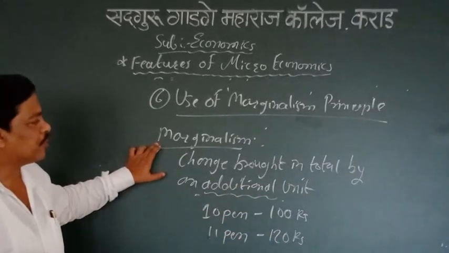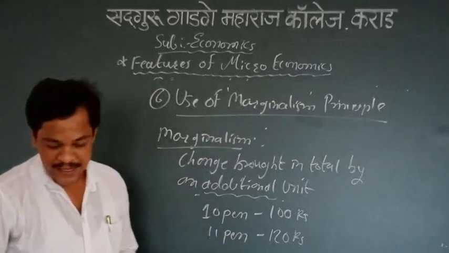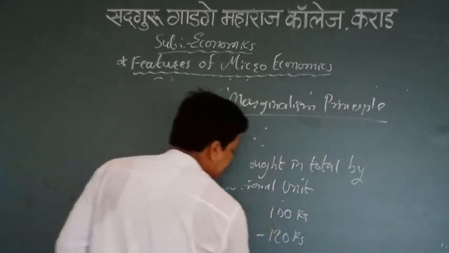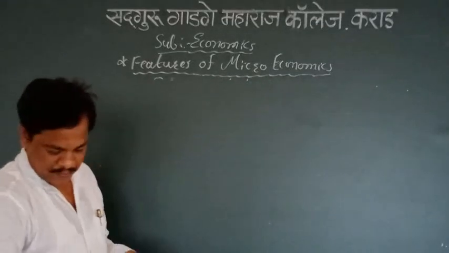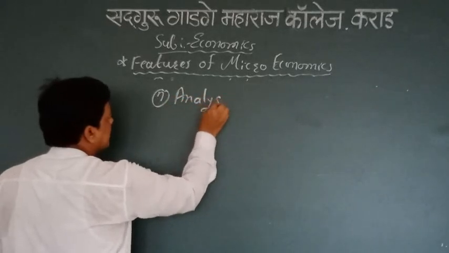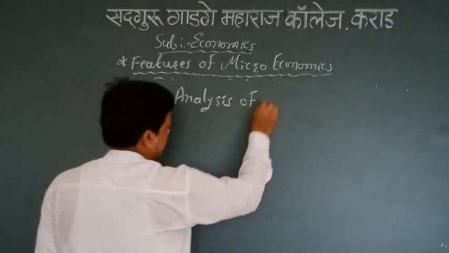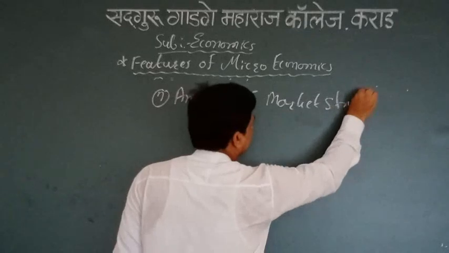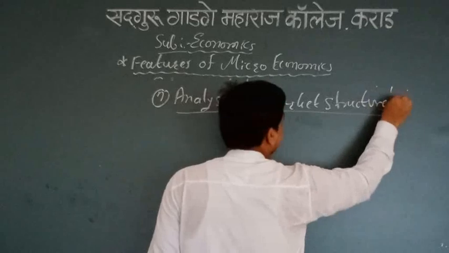The marginal principle is very important. With the help of microeconomics, we are going to discuss the marginal principle. That is point number 6. Now I am going to discuss point number 7, that is analysis of market structure. Market structure is very new for you.